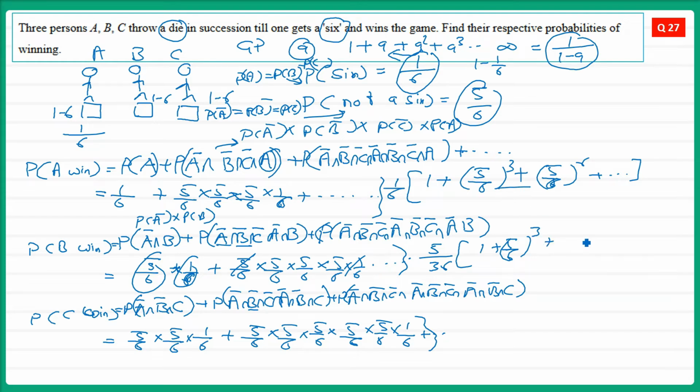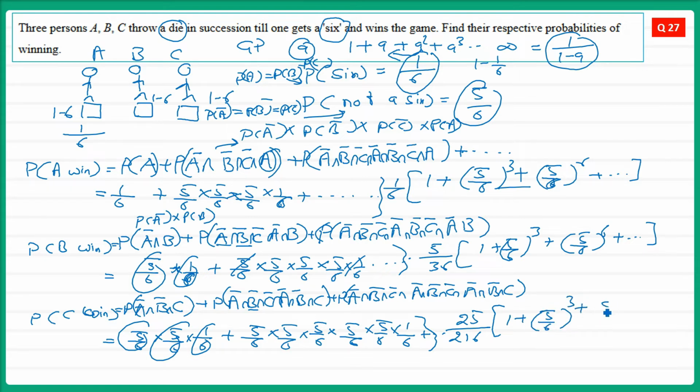All the 3 series, the second term remains the same. Only the coefficient or the value which is preceding this series are changing. Now I'm taking 5 by 6, 5 by 6 and 1 by 6 outside. This gives you 5 5 is 25 divided by 216 outside. Inside will be 1 plus 5 by 6 whole cube plus 5 by 6 whole raised to the power 6 again. Now let's compute this. So 1 by 6 multiplied by the result of the series, 5 by 36 multiplied by the result of the series, and 25 divided by 216 multiplied by the result of the series is going to eventually come.